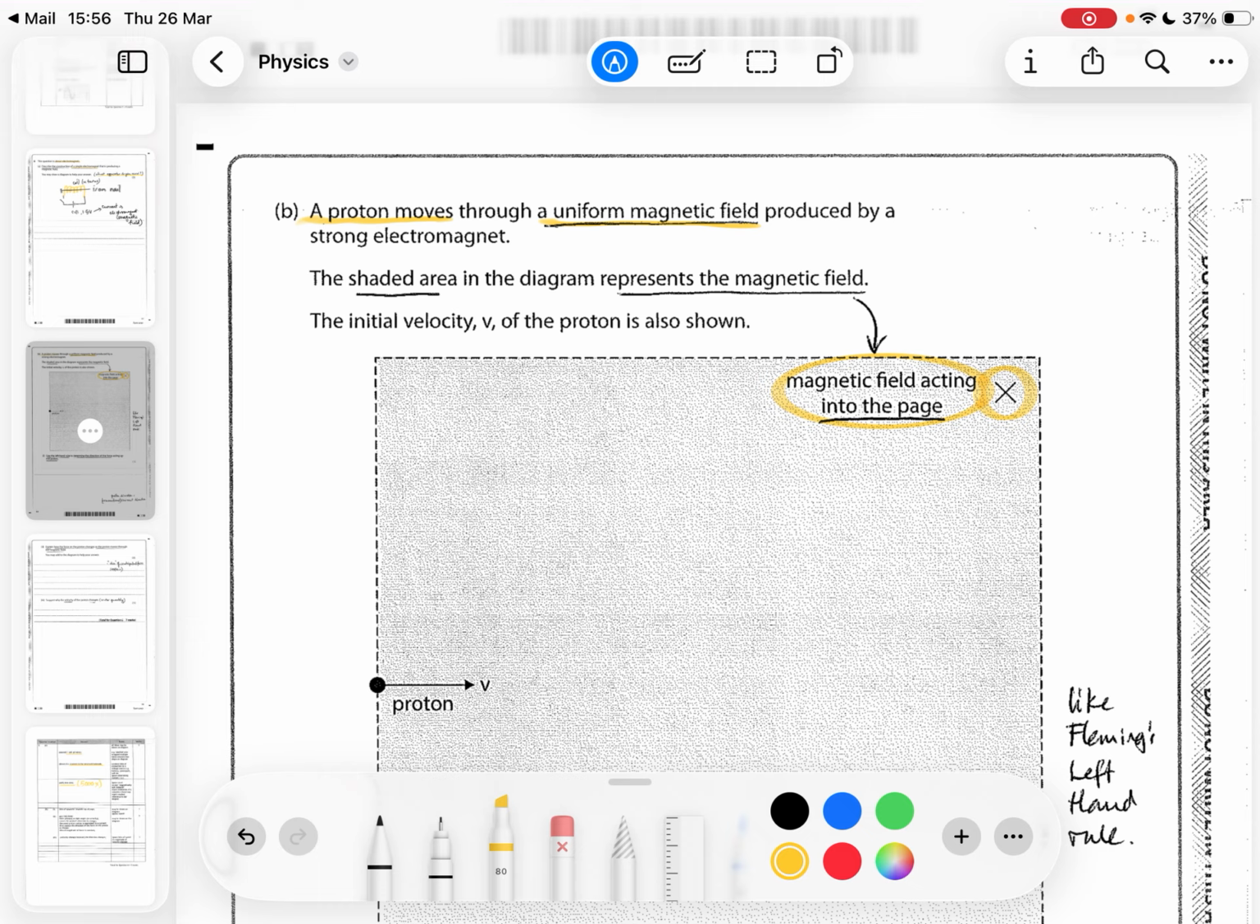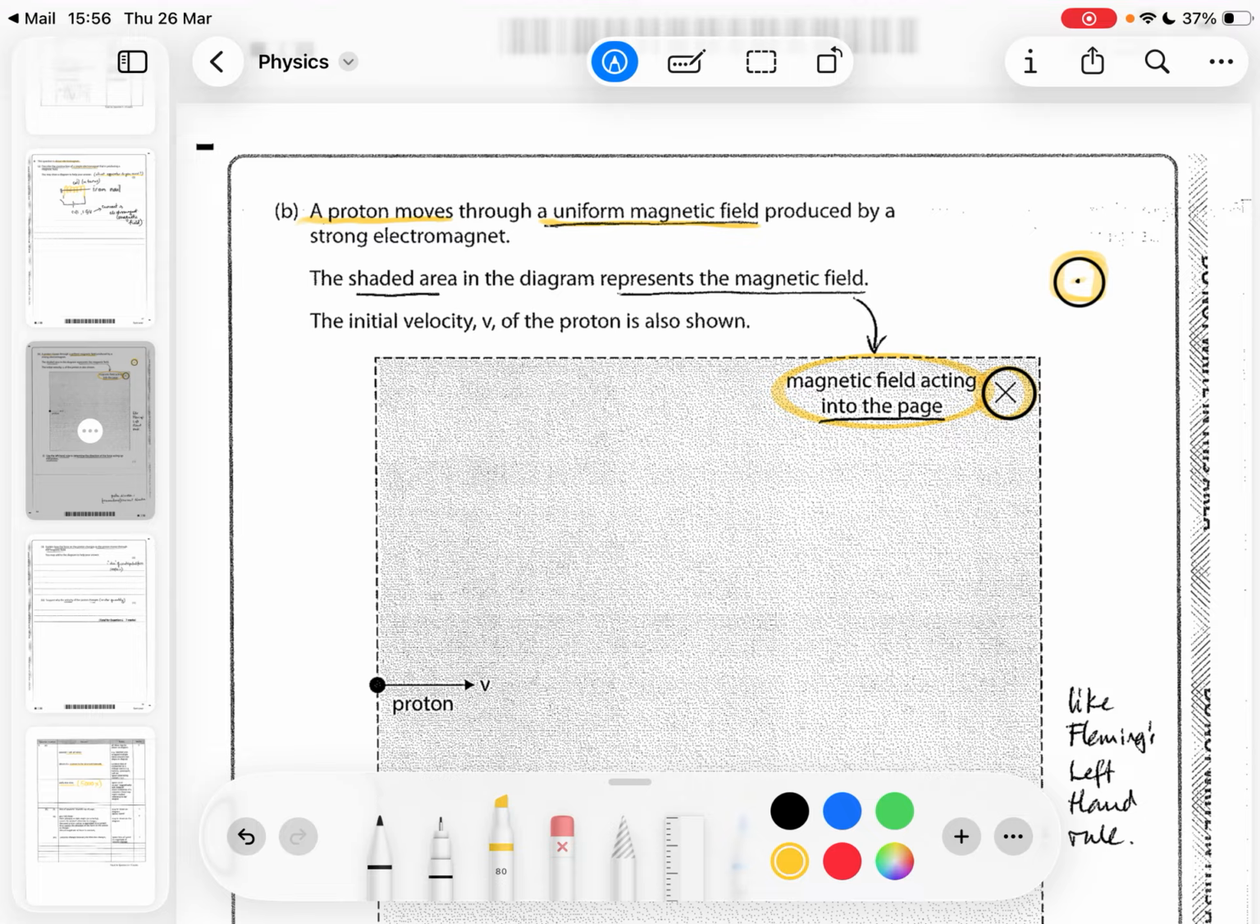So if you look at a dart, the back of a dart looks like an X. And if you saw a dart coming towards you, you'd see the front of the dart as a point. So if the point is coming towards you, you put a circle with a dot in it. And if it's going away from you, you can put an X. You can do it for current or for magnetic fields.